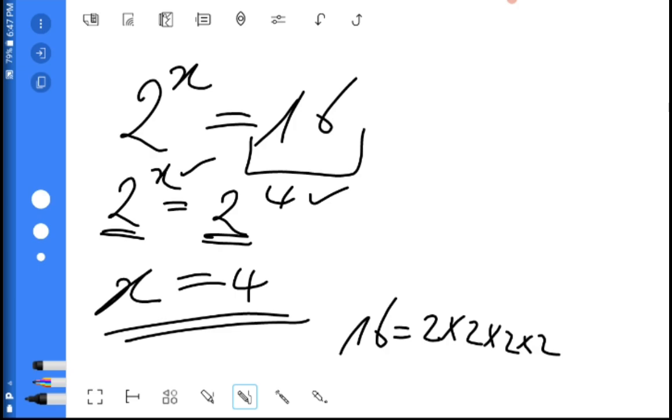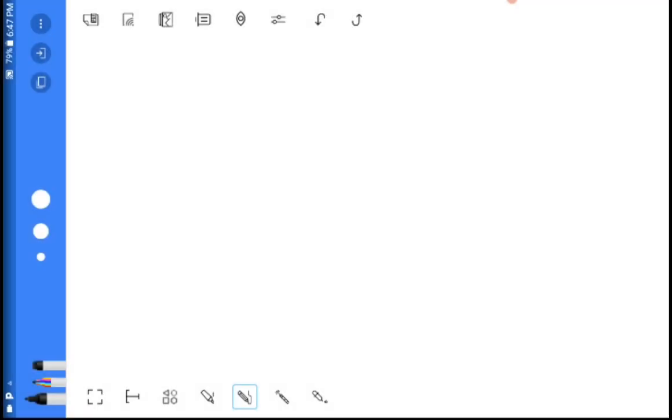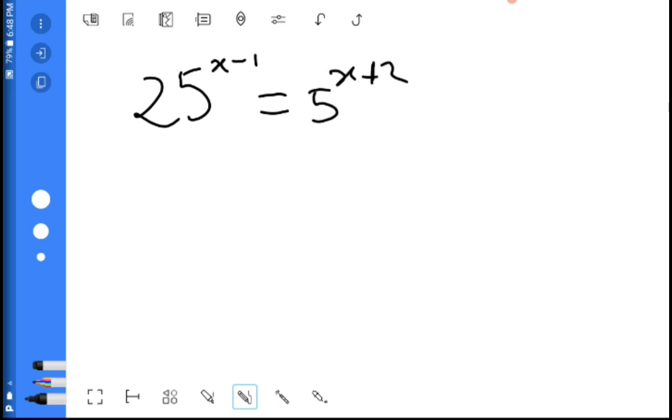Question 2. All right, question 2 reads: find the value of x. We have 25 to the power x minus 1 equal to 5 to the power x plus 2. So we have to find x.